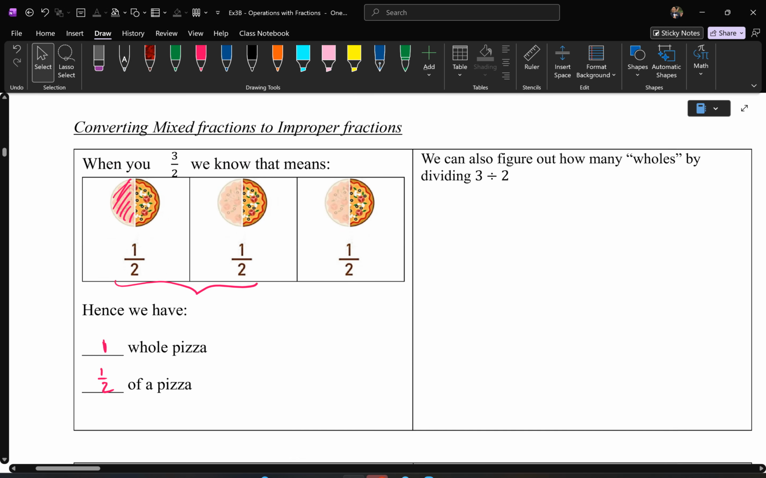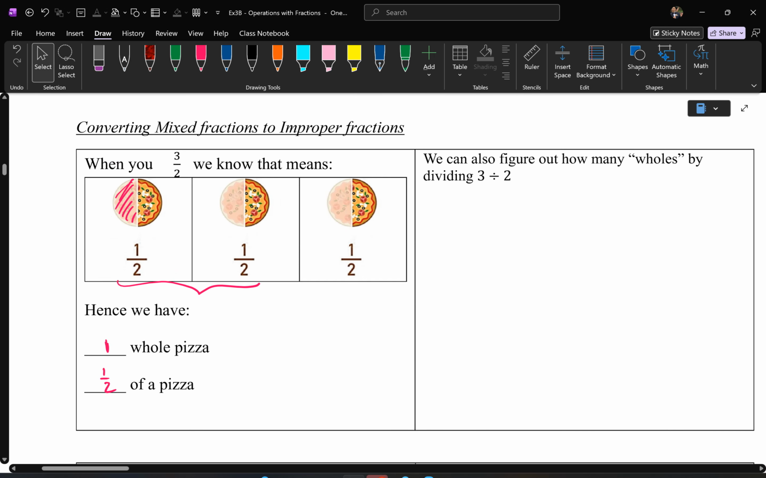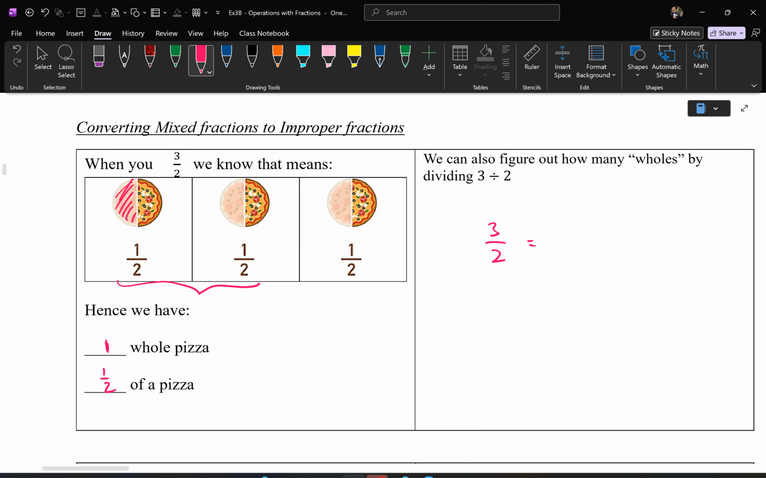How do we do it mathematically? Well, since you know it's out of 2s, when you say 3 over 2, this actually just means 3, and the symbol means divide. So share it into 2 pieces. How many 2s fit into 3? So 3 divided by 2. Now you can do that on a calculator, or you can do short division or long division.